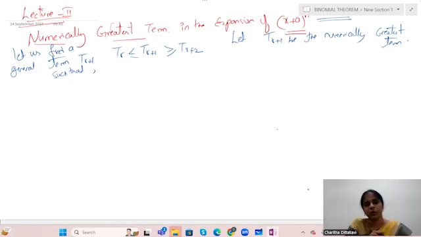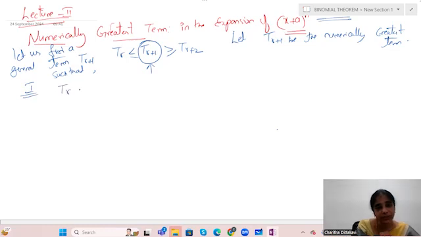Let me take some numerically greatest term. That is a general term, say T(r plus 1). So T(r plus 1) is my numerically greatest term, is what I am assuming. So obviously when you compare with the term just before and just after, this should be the greatest. T(r plus 1) should be greatest compared with T(r) and T(r plus 2), right? So let us discuss two cases now. My case 1 is T(r) is less than or equal to T(r plus 1).